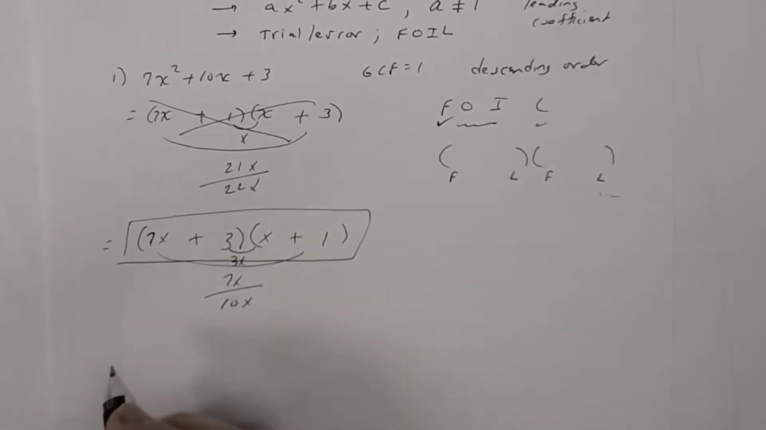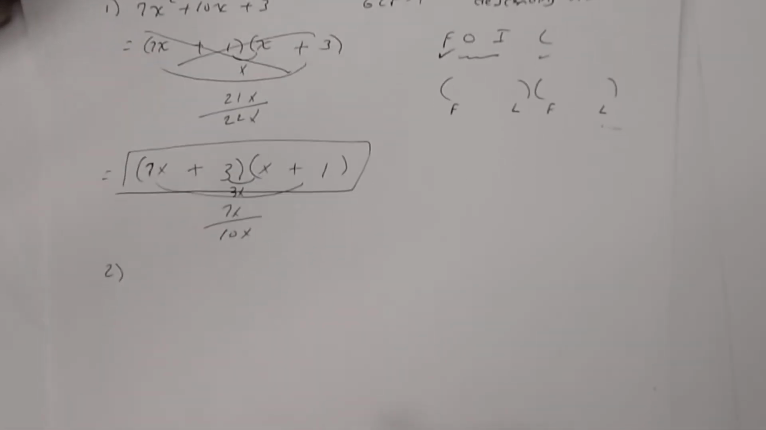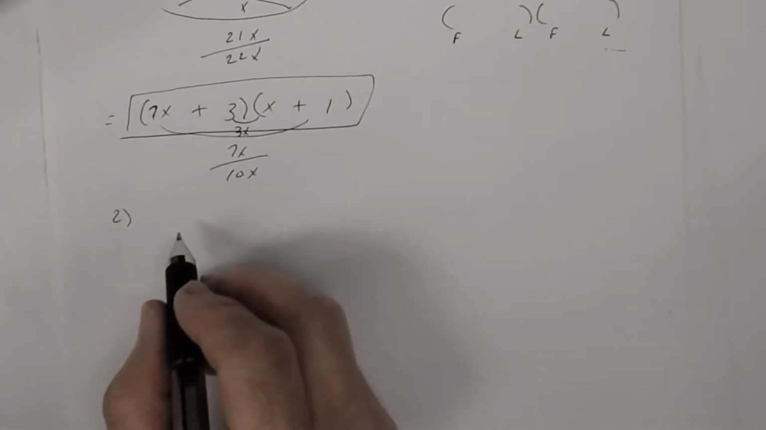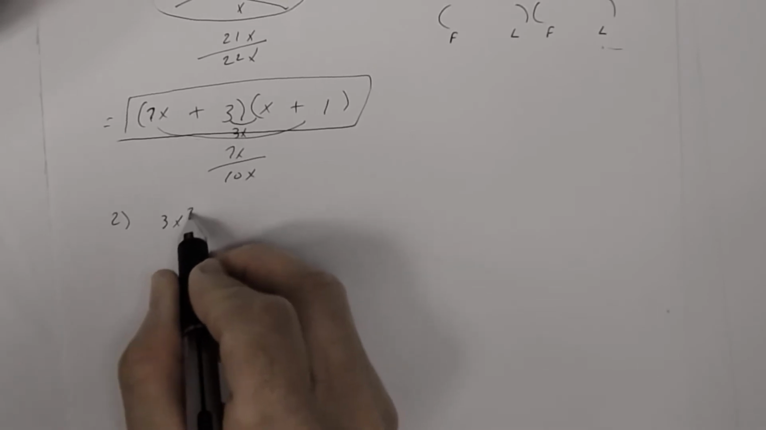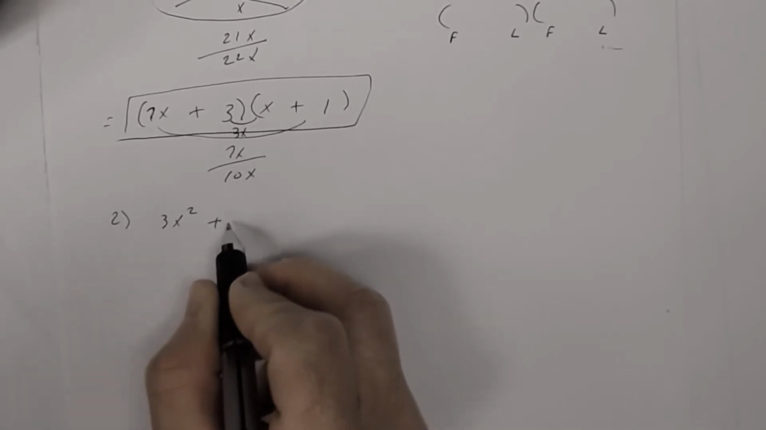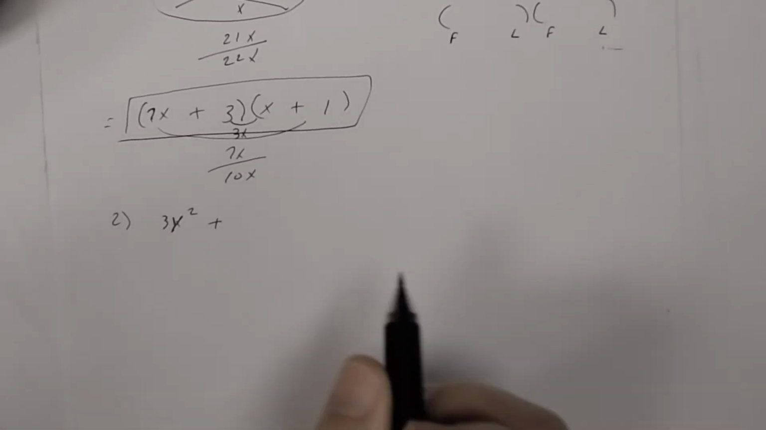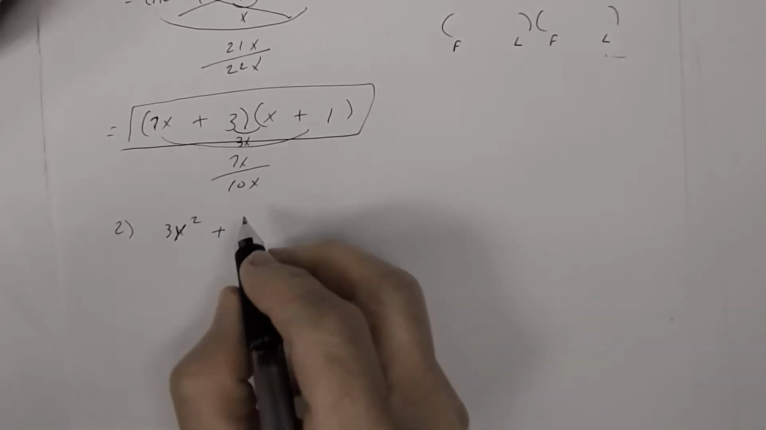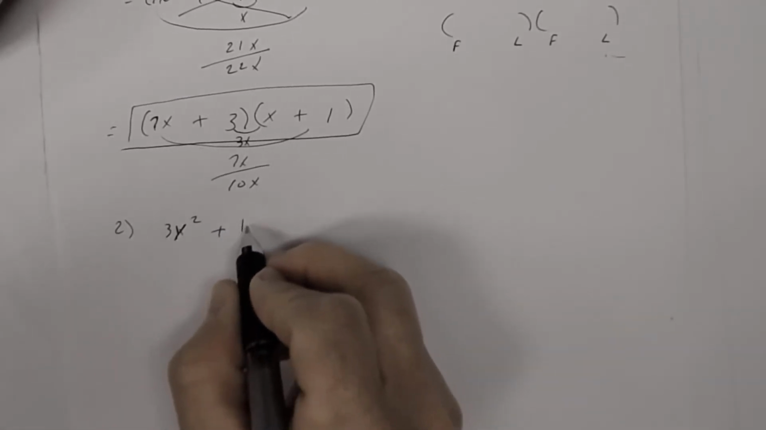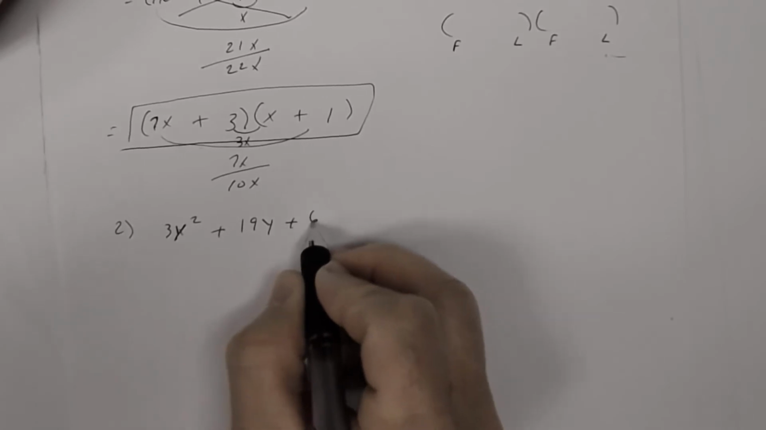Okay? All right, so let's look at another, number 2. So number 2, let's suppose we have 3y squared, because it's not always going to be x's. You can have different variables. So 3y squared plus 19y plus 6. All right?